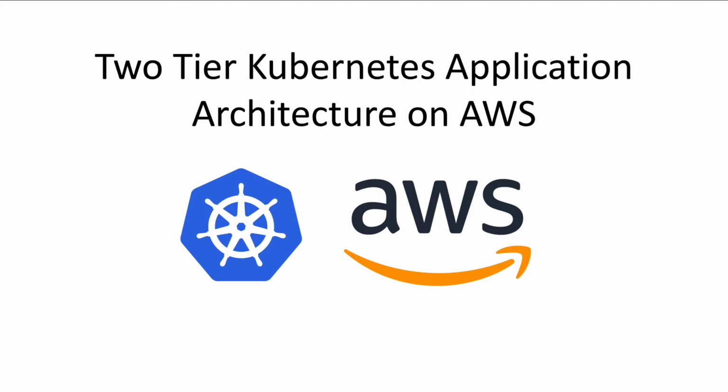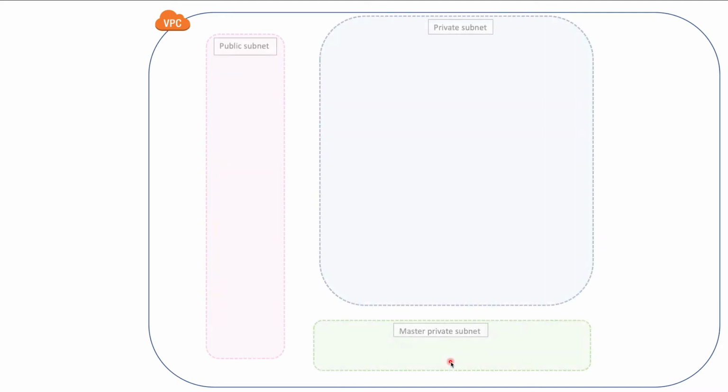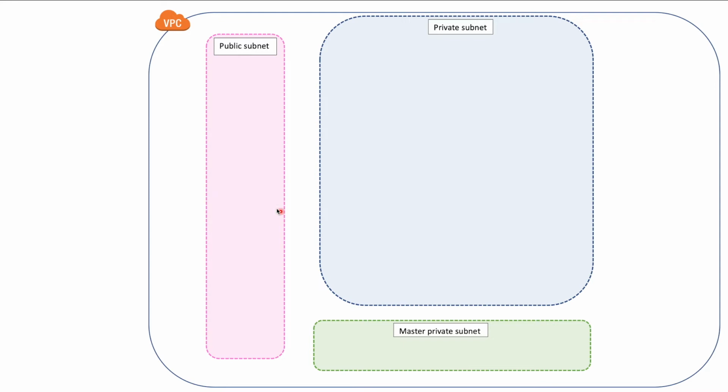So, let's get started. The first component in our architecture would be the VPC, which is the virtual private cloud component that would be hosting our Kubernetes cluster. The second component within our VPC would be the subnets. We would be having one public subnet that would be hosting the NAT gateway and the application load balancer, and we would be having two private subnets that would be hosting the EC2 instances that would be running our Kubernetes cluster. Next would be the internet gateway and the NAT gateway.